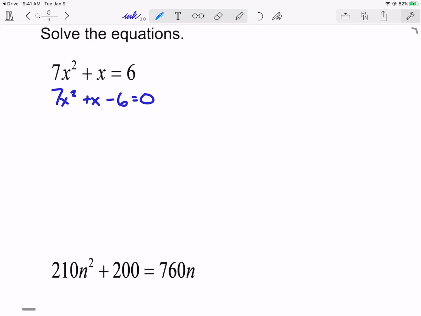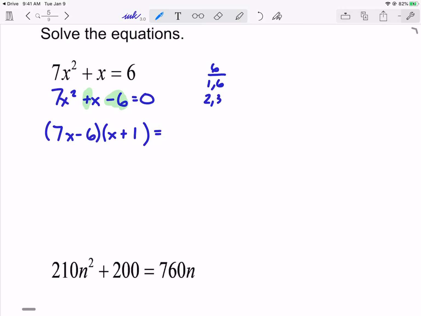Now I know that the factors of 7 are just 1 and 7. So I know this factors as 7x and x. And I've got to think of my factor pairs of 6, which are 1 and 6, and 2 and 3. So what I notice is that if I multiply the 7x times a 1 and the x times 6, the difference between 7 times 1 and 6 times 1 is a difference of 1. And since I want this to be positive when I add them together, I need the 1 to be positive, and I need the 6 to be negative. So I needed one of them to be negative because I had a negative 6, and they needed to add up to be positive 1.